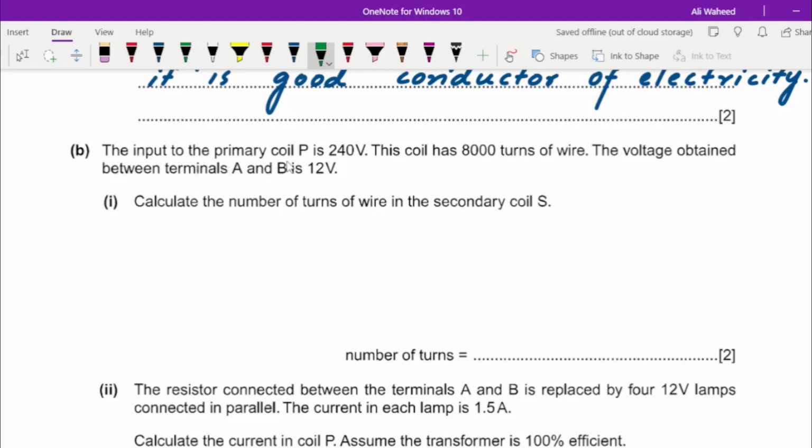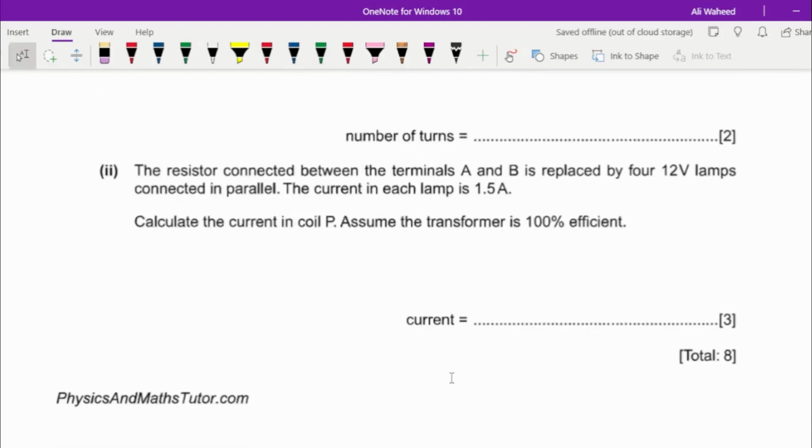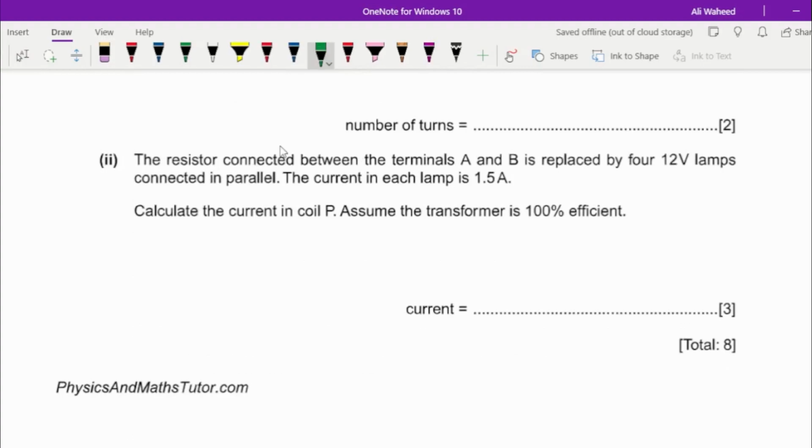The input to the primary coil P is 240 volts. The turns, the voltage, and so I'm going to skip this one for you. This is just the same way. The resistor connected between the terminals A and B is replaced by 4 12-volt lamps connected in parallel. The current in each lamp is 1.5 amperes. Calculate the current in the coil P. Assume that the transformer is 100% efficient.